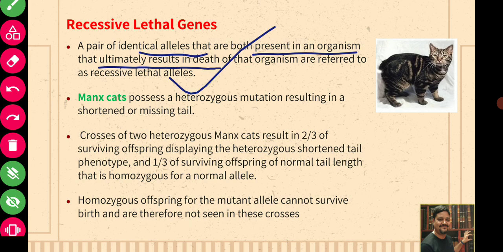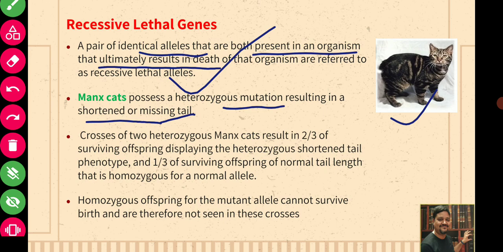So again, an example is the Manx cats. So what is the condition? Manx cats possess a heterozygous mutation resulting in a shortened or missing tail. So either the tail will be shortened or it will be missing. This is the Manx cat. When two heterozygous Manx cats are crossed, it results in 2/3 of the surviving offspring displaying the shortened tail phenotype and 1/3 of the offspring having normal tail length.